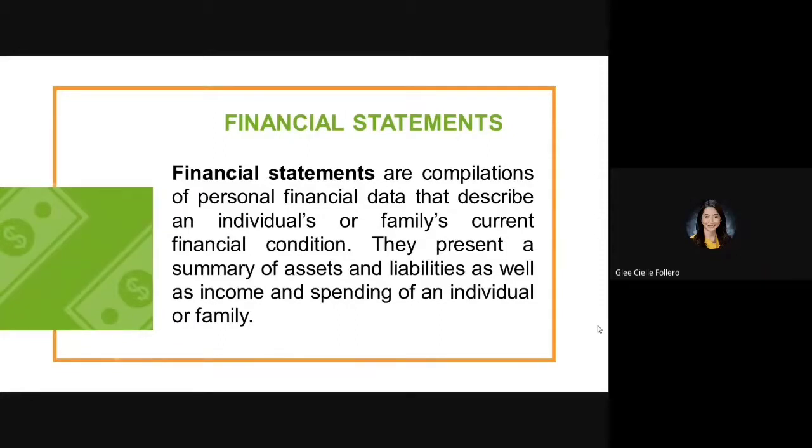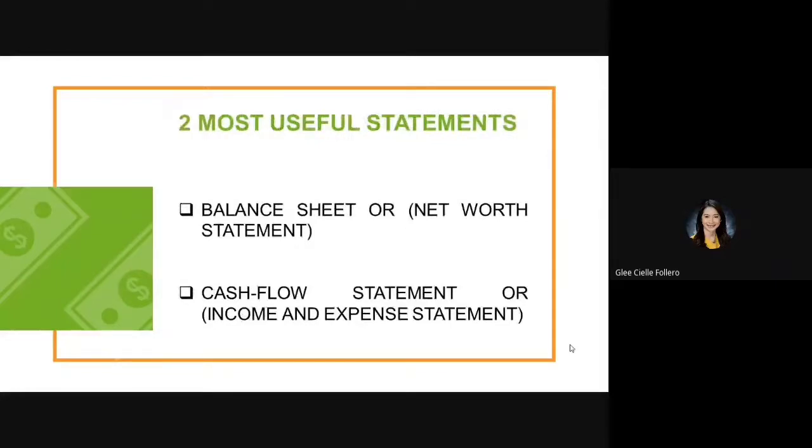So even an individual, if they want to know their financial condition, they can know their financial condition. Okay, so these financial statements present a summary of assets and liabilities as well as income and spending of an individual or family. There are two most useful statements. We have the balance sheet, also known as the net worth statement. It describes an individual's or family's financial condition on a specified date, usually January 1, by showing assets, liabilities, and net worth.